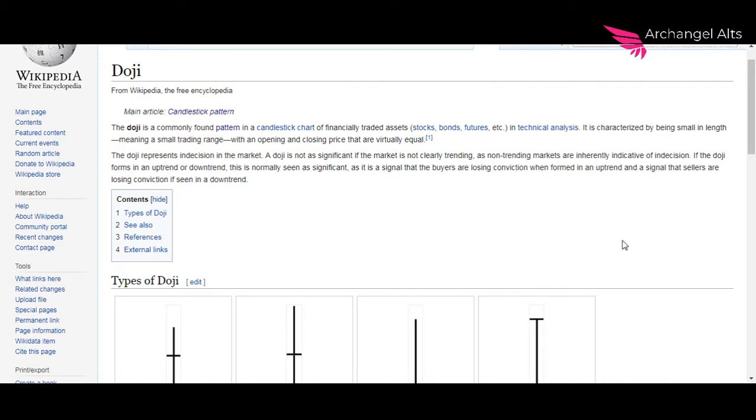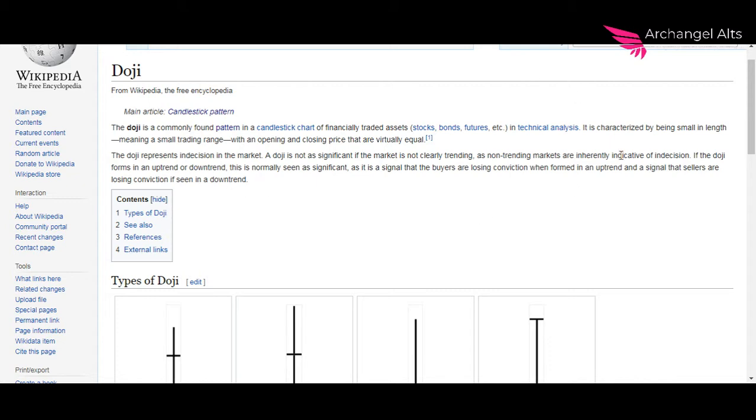It is characterized by being small in length, meaning a small trading range, with an opening and closing price that are virtually equal. The Doji represents indecision in the market. A Doji is not as significant if the market is not clearly trending, as non-trending markets are inherently indicative of indecision. If the Doji forms in an uptrend or downtrend, this is normally seen as significant, as it is a signal that the buyers are losing conviction when formed in an uptrend, and a signal that sellers are losing conviction if seen in a downtrend.